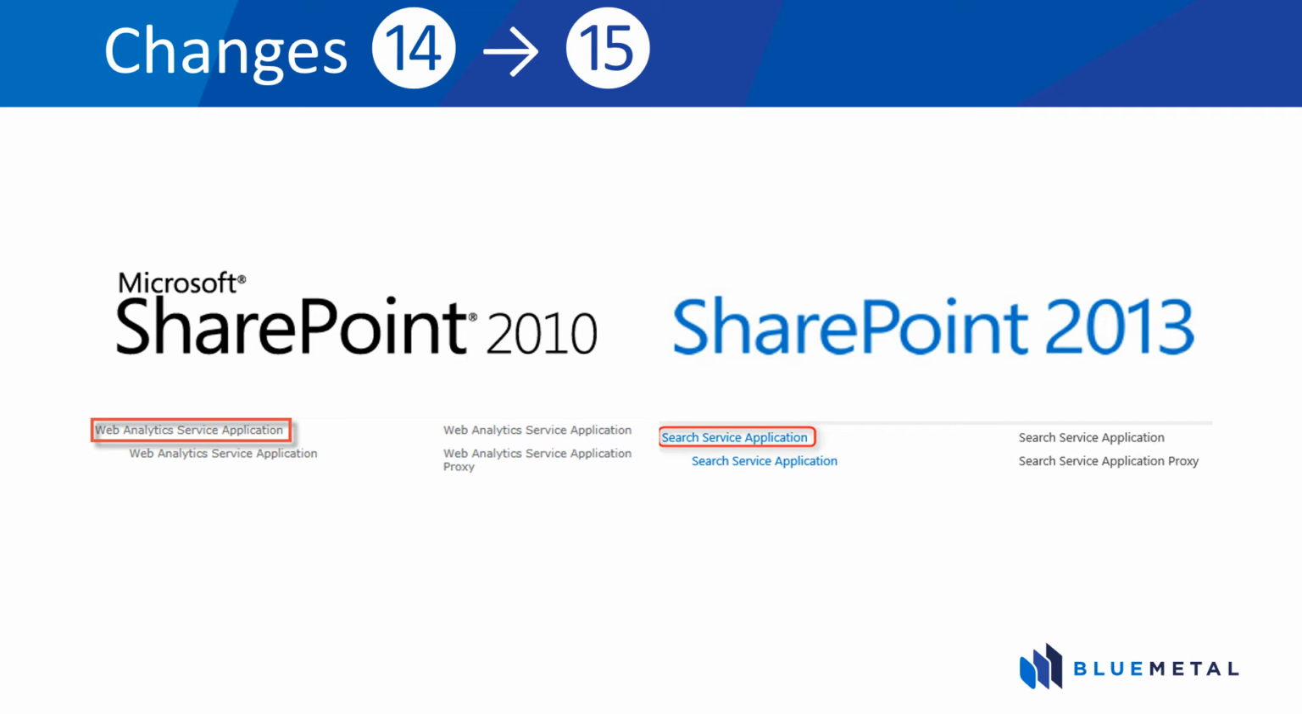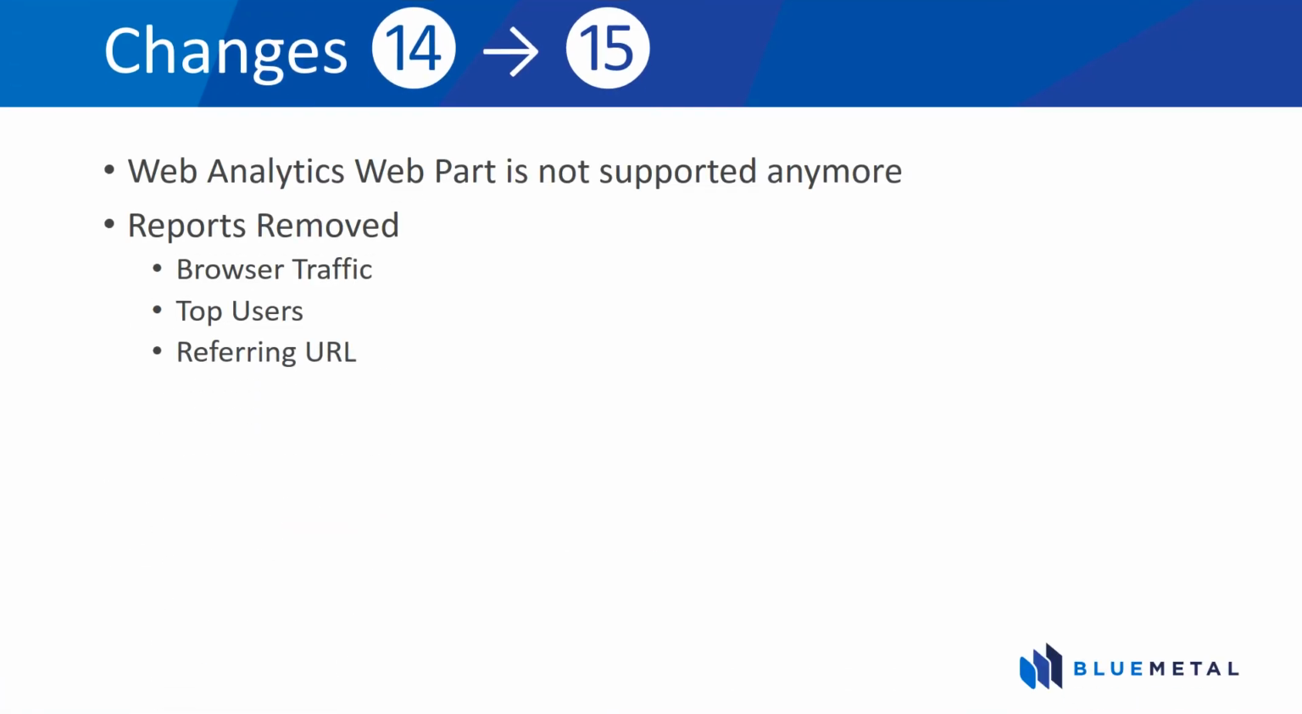And this works the same way in Office 365, although there's some additional analytics augmentation coming to 365 and SharePoint 2016, but it's not as much as we had before. So what does this all mean? So one thing is that if you were familiar with the Web Analytics web part in SharePoint, that's not supported anymore, so that's gone. And there have been a lot of reports that have been removed: browser traffic, top users, and referring URL. So these are things that you would normally find in an analytics tool that are not there in SharePoint anymore.